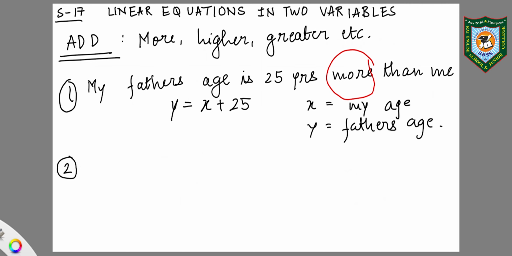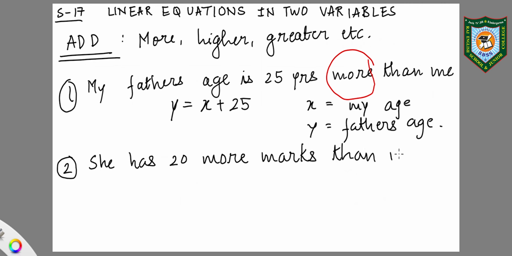Now let's take a second example. Let's say a girl has some marks more than me. So I'll write she has 20 more marks than me. Again, the important word here is more. That means I need to add.